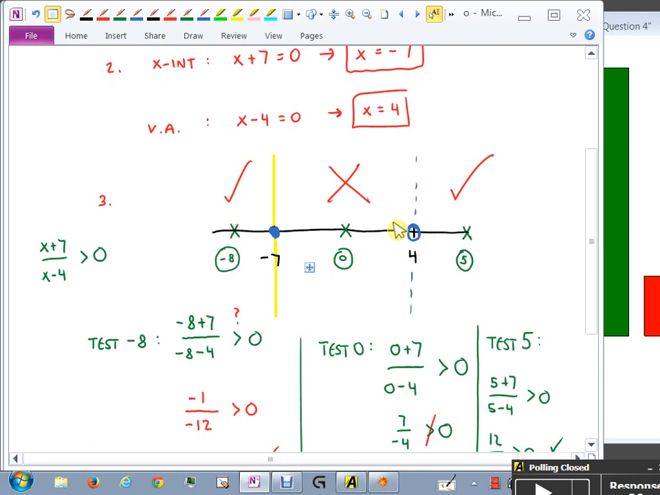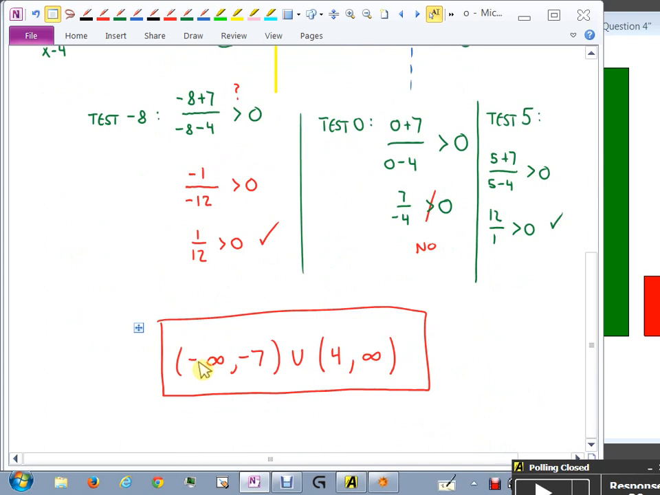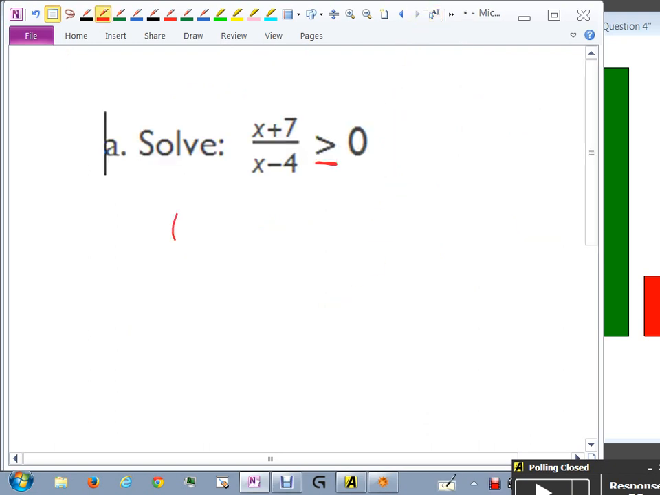So your answer would change to be what? Negative infinity to negative 7 bracket union 4 to infinity. Just like this. So I'm going to write that on the next page. This would be negative infinity to negative 7. This time bracket, I'll do it in blue because that's the difference. Union, everything else stays the same.